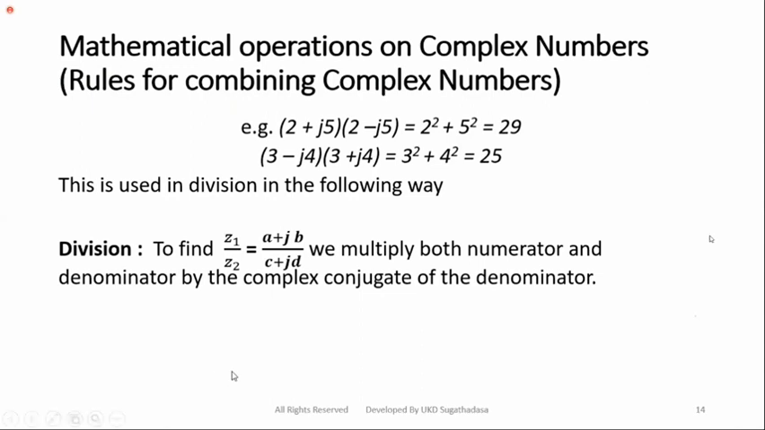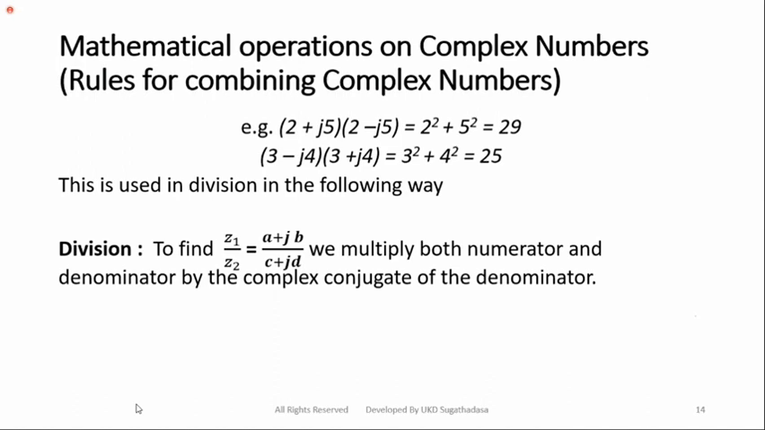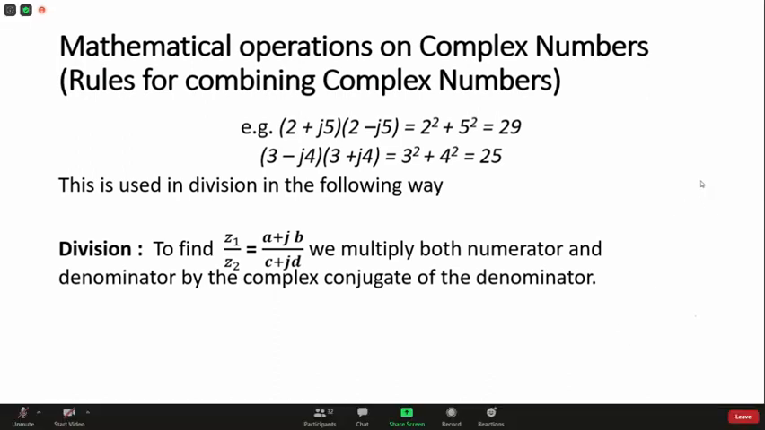Now come to the division. Z1 divided by Z2, that is a plus jb over c plus jd. Remember, so far addition gives a complex number, subtraction also a complex number, and multiplication a complex number. Now we see whether it is possible to convert this expression, a plus jb over c plus jd, into the form of real part plus j times imaginary part.